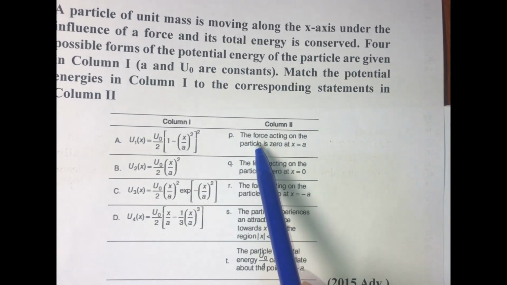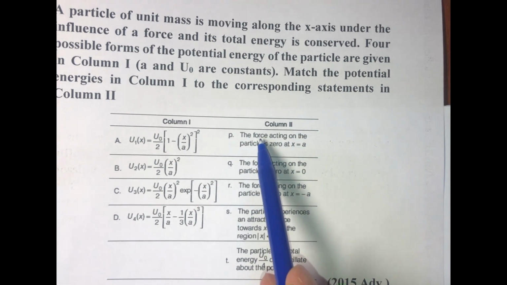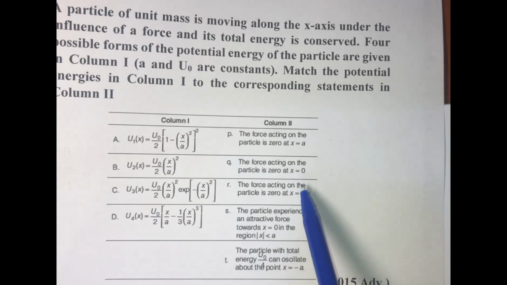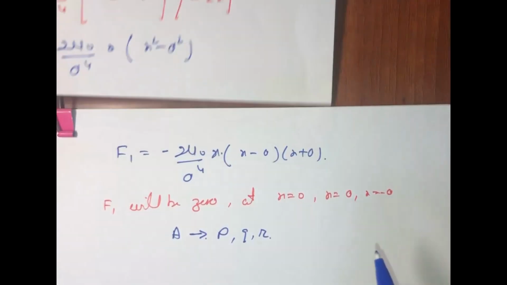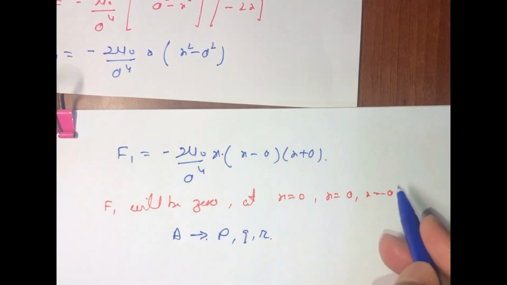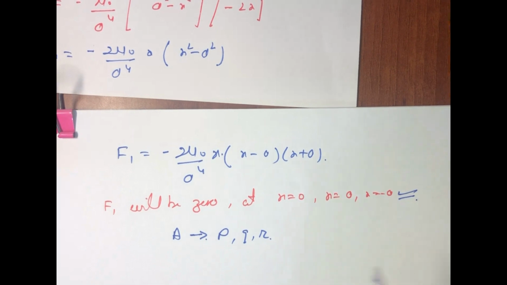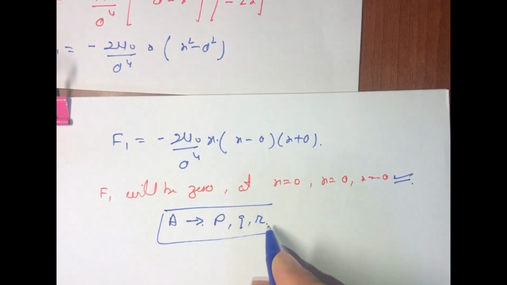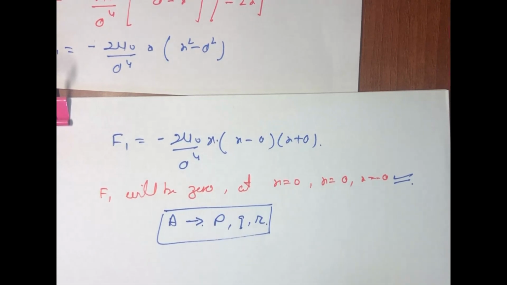All these three options can be written with the help of this particular solution, that the force acting on the particle is 0 at x equal to a, x equal to 0 and x equal to minus a. So this is true from this particular solution. This is our partial solution for A. Now we are going to check it for the next two statements.